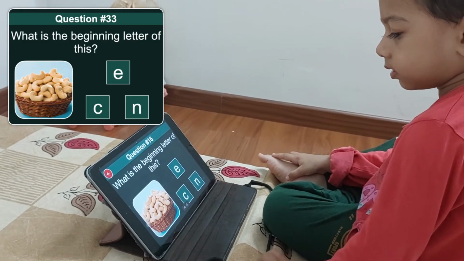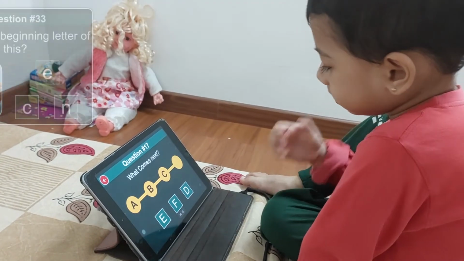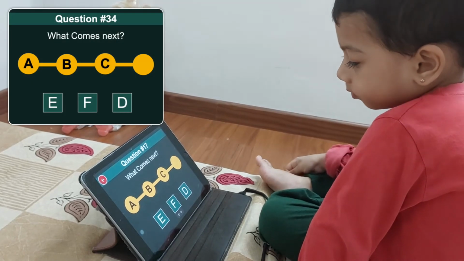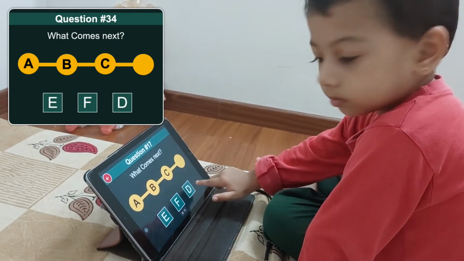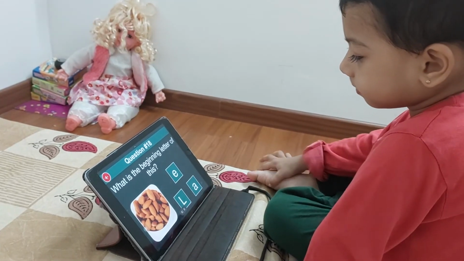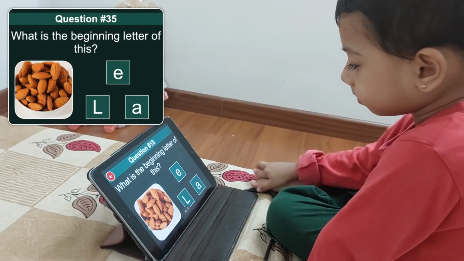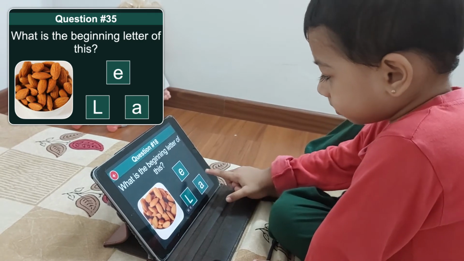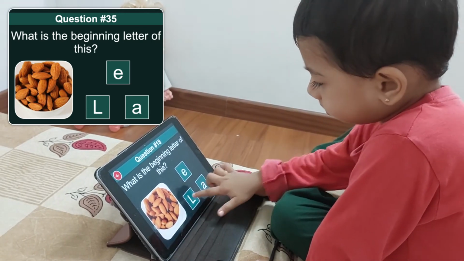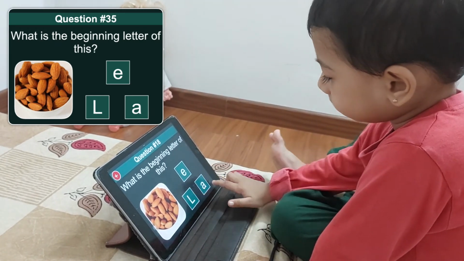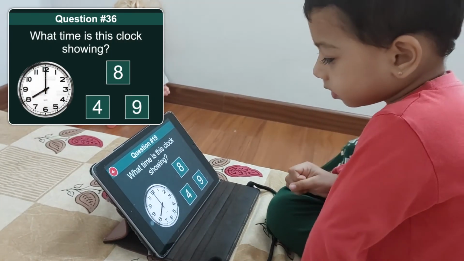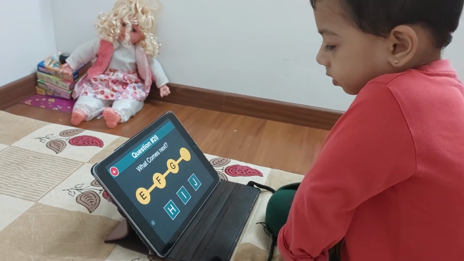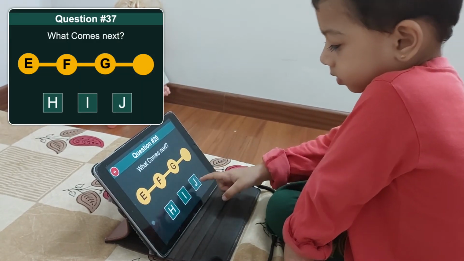What is the beginning letter of this? What comes next? What is the beginning letter of this? Almonds. What is the beginning letter of almonds? Yes. What time is this clock showing? What comes next?